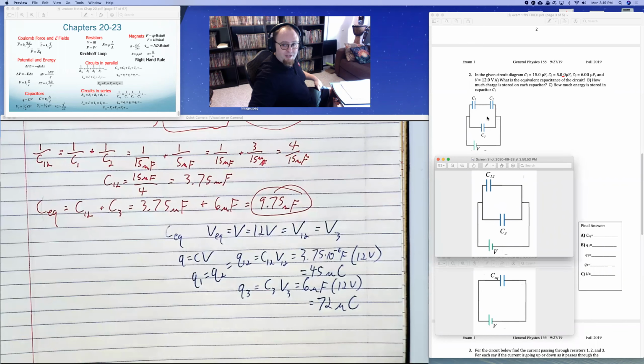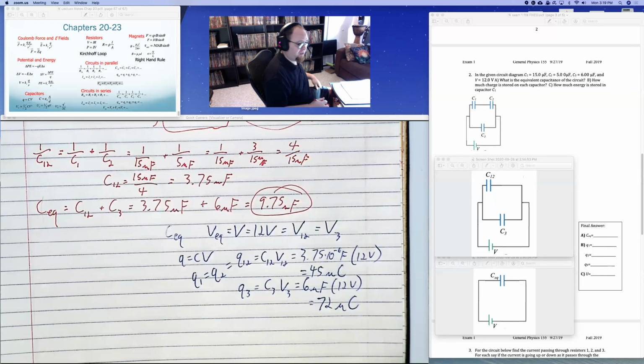I work my way down through these to find the equivalent capacitance, and once I do, I work my way back up to solve for everything else. Now there was a part C: how much energy is stored in capacitor 1.